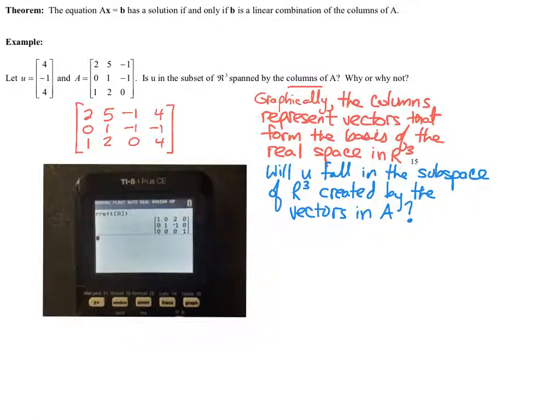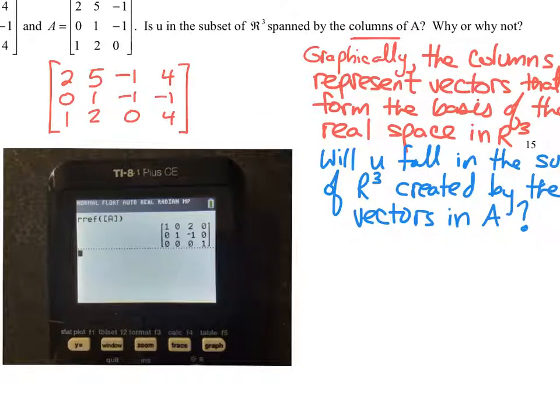Now, one thing I do want you to be careful about, because it seems, based on the notes, that for the questions I've chosen for the notes, every time I ask, the answer seems to be no. That's not necessarily going to be the case on a test. All right? So, is U in the subset spanned by the columns of A? No. Pivots in the final column. All right? But it could be. It's just not in pretty much every problem I've gone over so far related to these kinds of ideas.